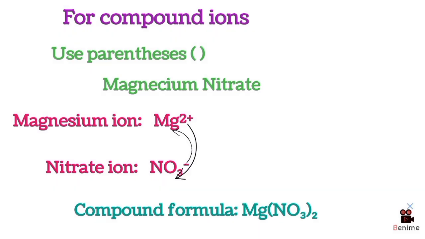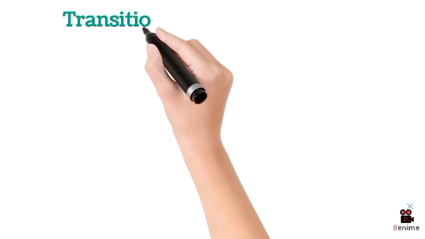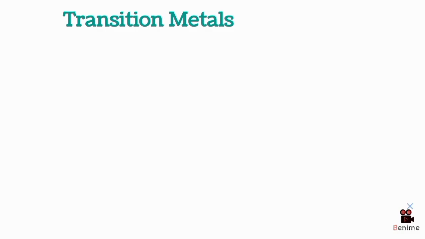Now, what about the middle of the periodic table? I mean the transition metals. Think of transition metals like iron, copper, or gold as the chameleons of chemistry. Unlike the elements in group 1 or group 2, which always have the same charge, transition metals can change their personality depending on what they are reacting with. They have a multiple personalities problem.